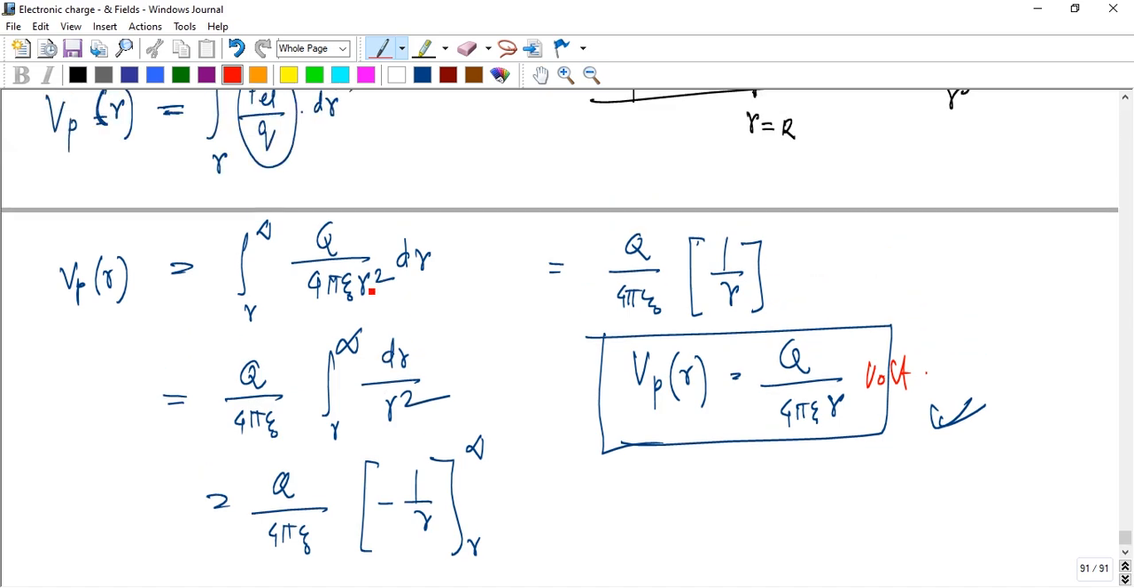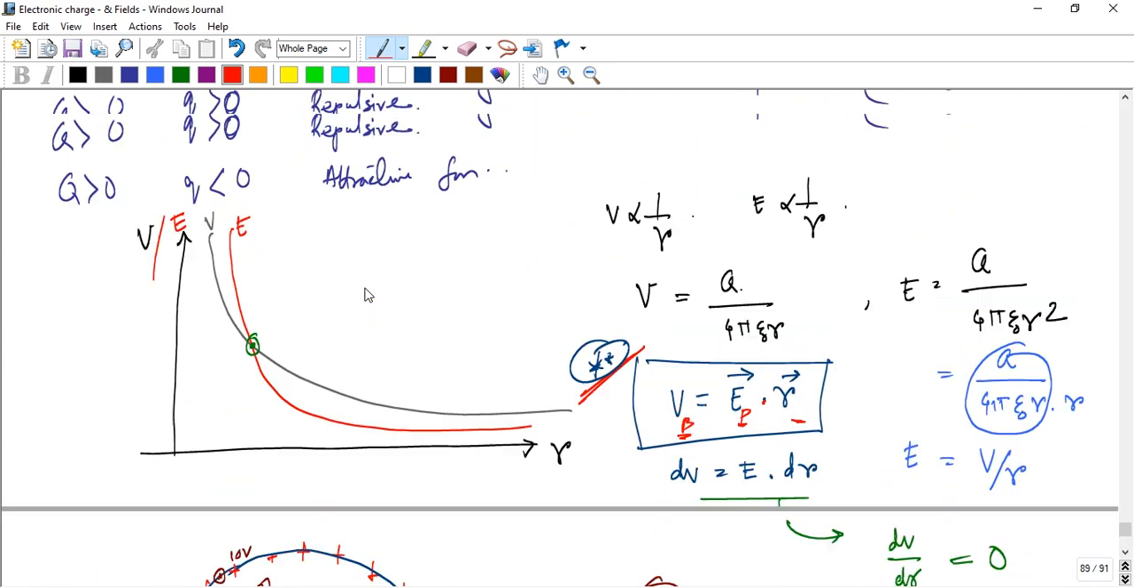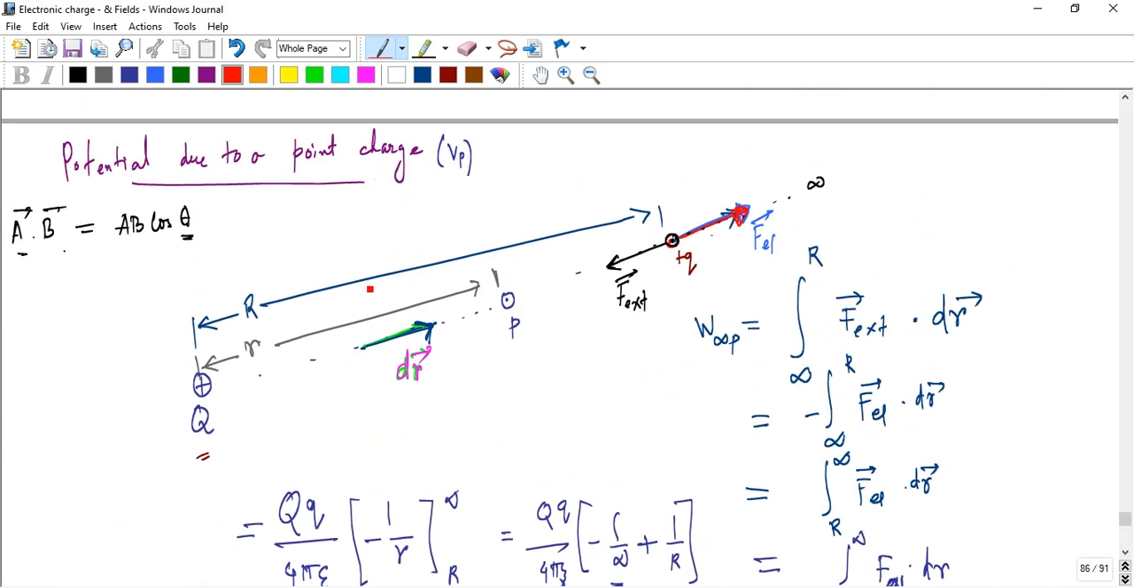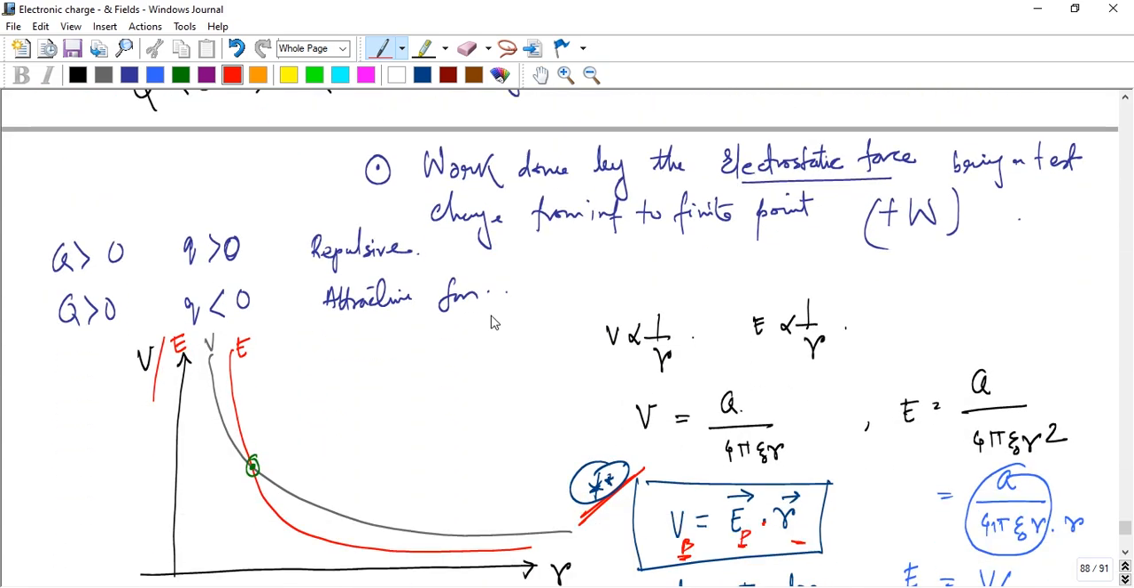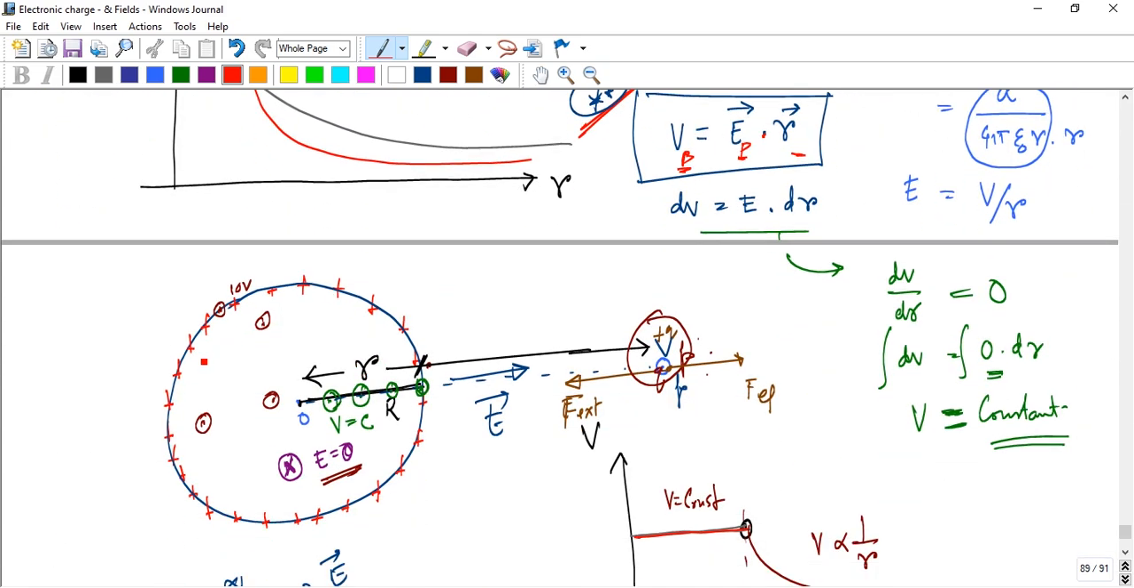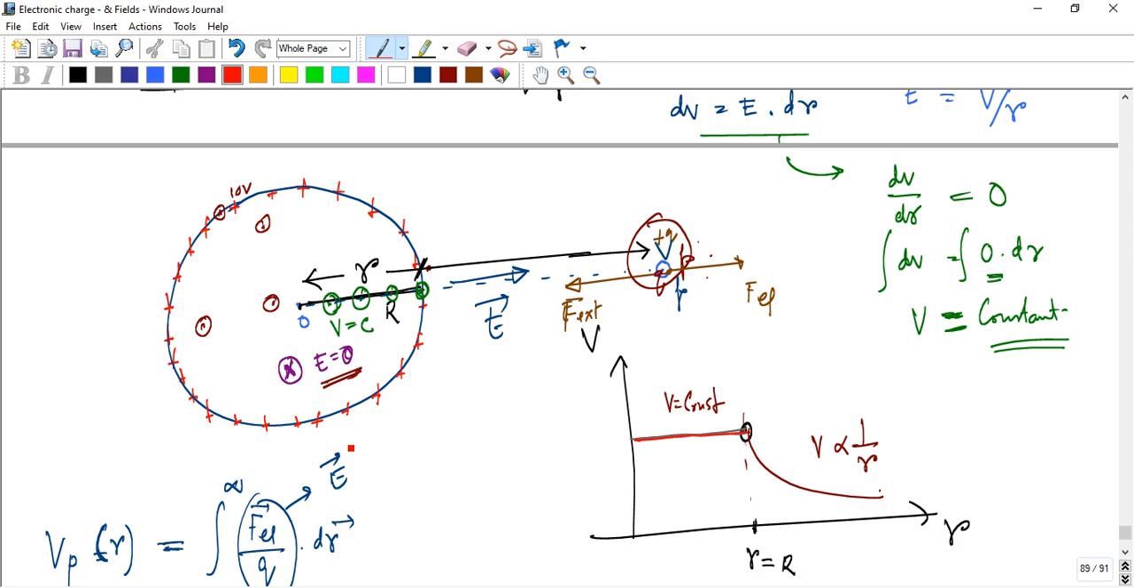Okay, potential due to a point charge. These concentrated spheres actually behave as a point charge. If these are point charges, it means this R is much less than R, so these also behave like a point charge. Okay, clear? The point charge concept.